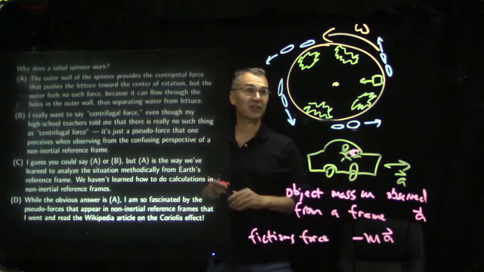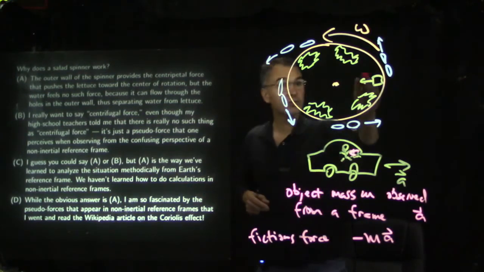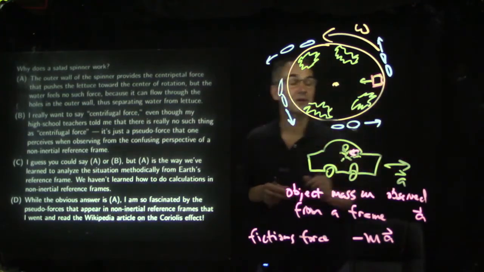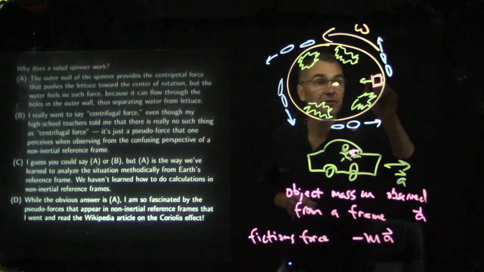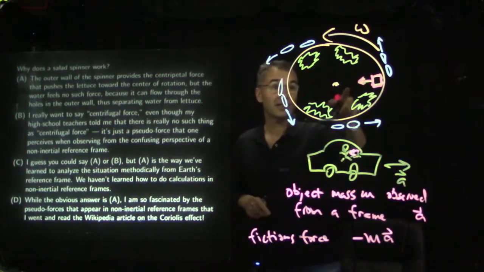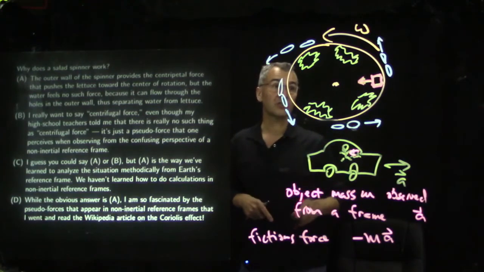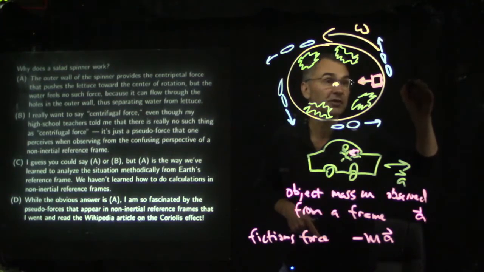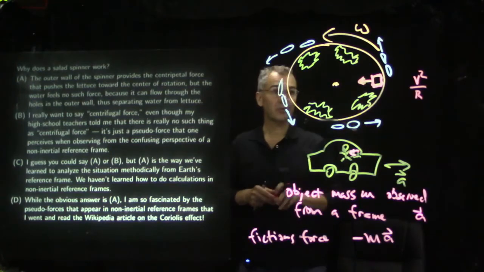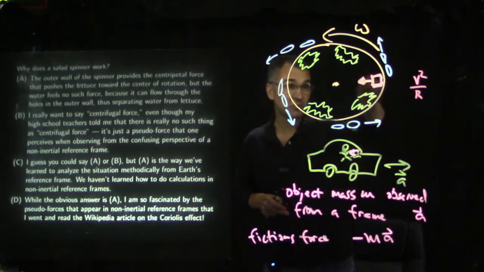This is a total digression. So you see, if you look at it from the perspective of this little blob inside the salad spinner, you know that this little piece of salad spinner is experiencing an acceleration. It is accelerating toward the center with magnitude v squared over r, or you could say omega squared r if you like.